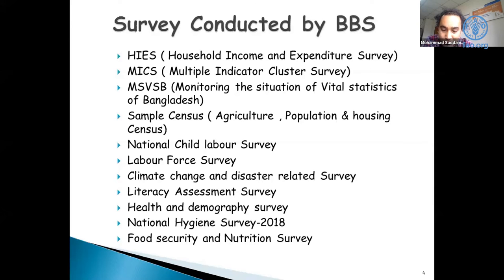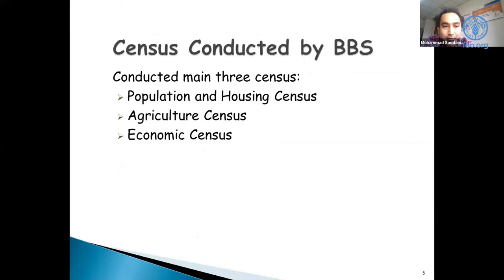And then the three main censuses BBS usually conducts, starting with the population and housing census. Our upcoming population and housing census will be conducted in October 2021. The agriculture census we conducted in 2018, and the data collection was completed in 2019. We are also going to conduct an economic census in 2023, and the last economic census was conducted in 2013. So these are the three main censuses BBS conducts.